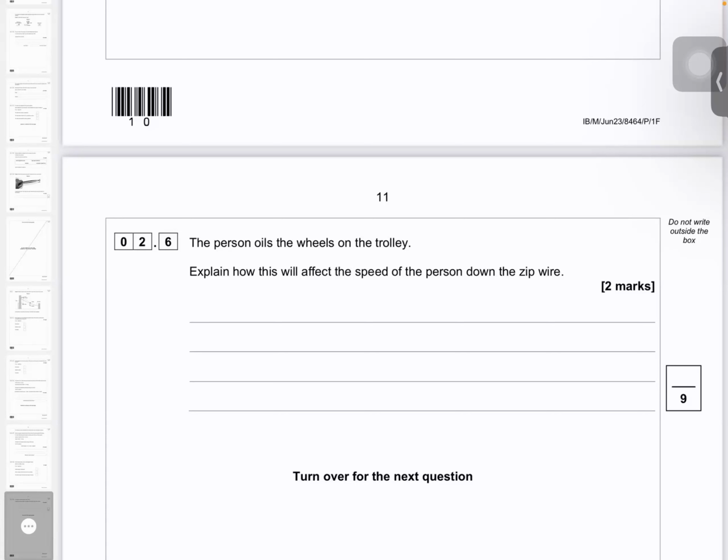So friction tends to slow people down or slow movement down. So if you reduce friction, then definitely the speed will increase. So are you good with that explanation? Yeah. Okay.